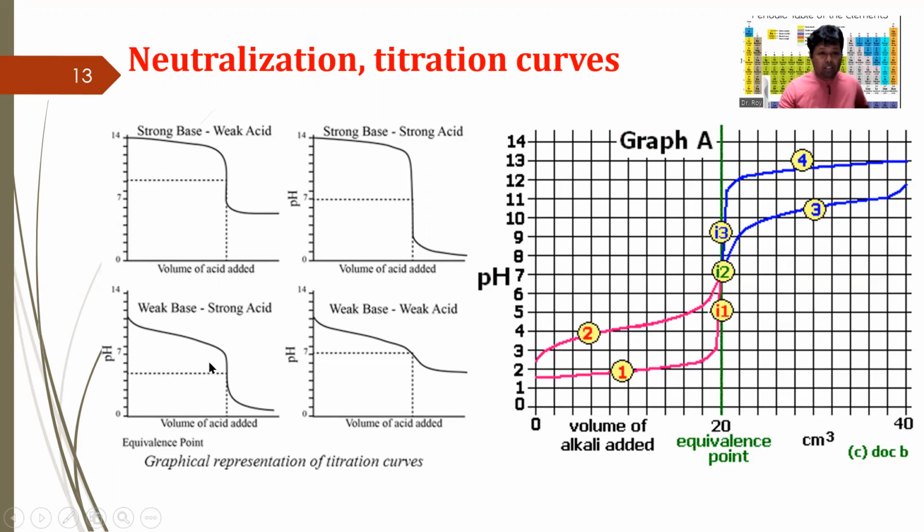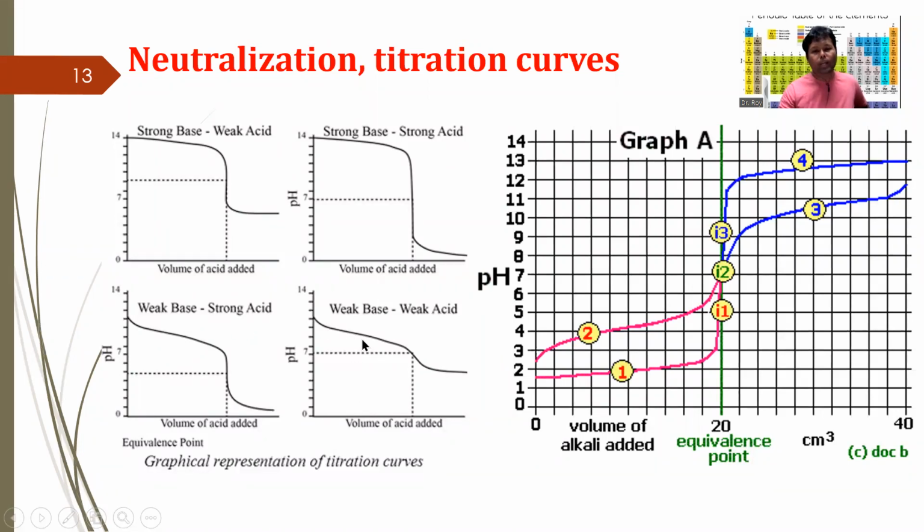And at the end, as we are adding a strong acid, after the end point the value of pH is decreasing sharply and becoming close to 0. That means we have a pH that is close to 0 or very close to 0. That way we can identify that the titration graph for a weak base and a strong acid will be like this.